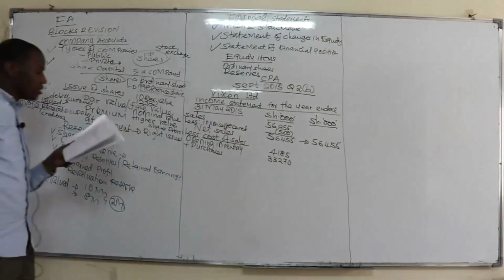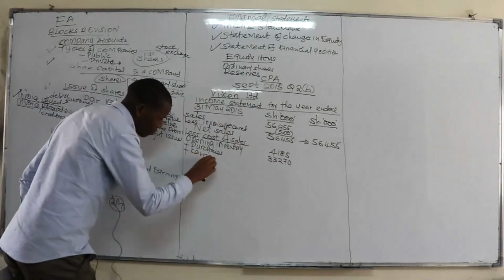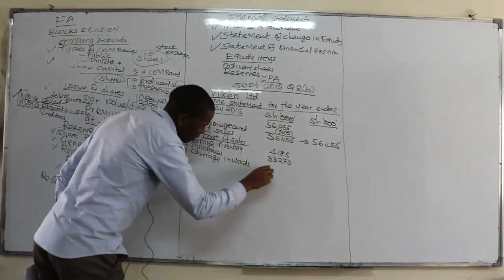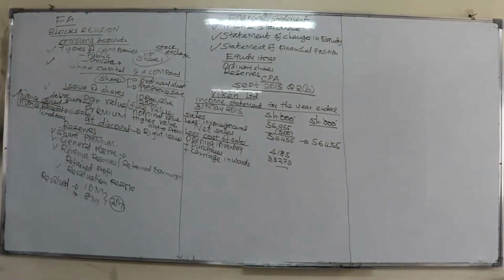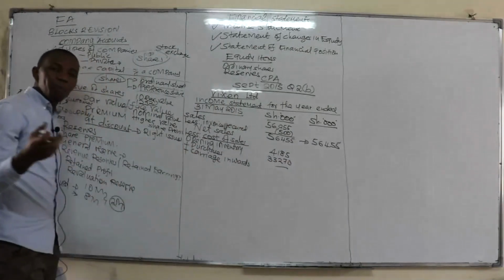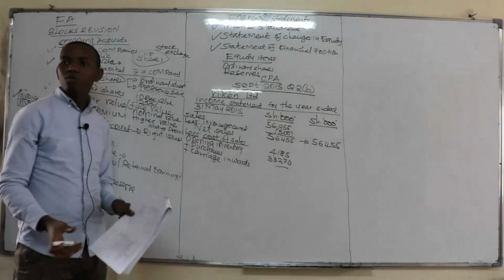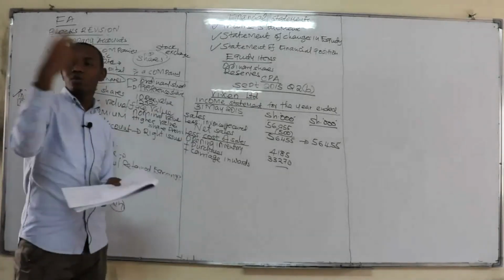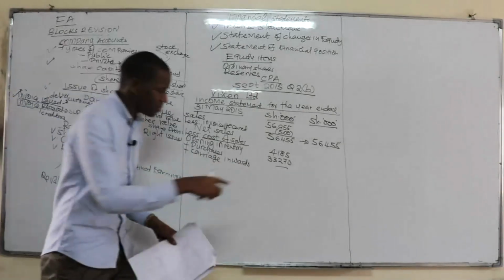In our case, I don't see whether, but if there was carriage inwards, you know you're supposed to add the carriage inwards. In our case, we don't have any carriage inwards. Carriage inwards in this case will arise when you buy goods from the supplier, and someone carries them and puts them in the store. That is what we call carriage inwards, which in this case is also increasing the purchases.